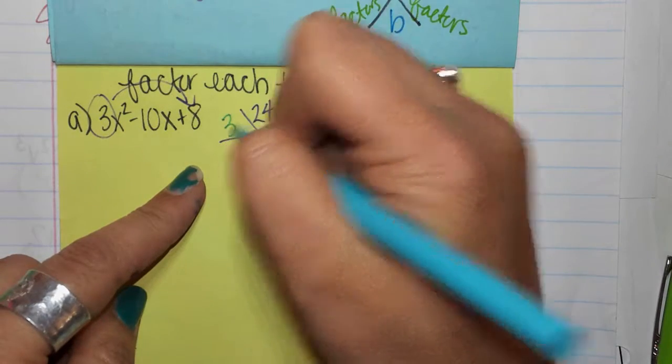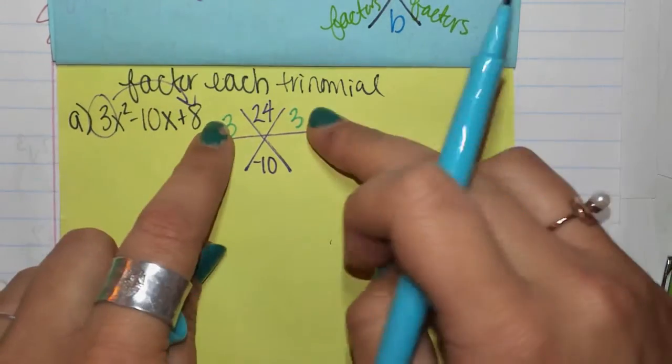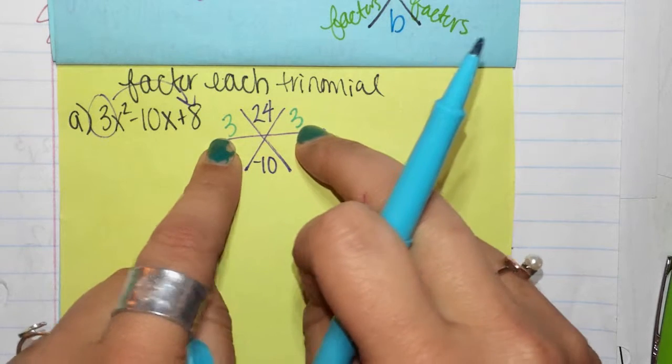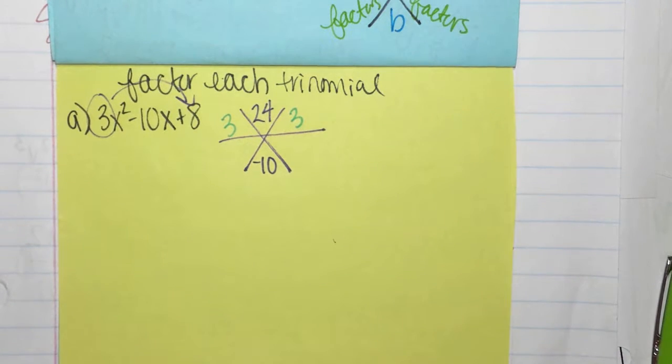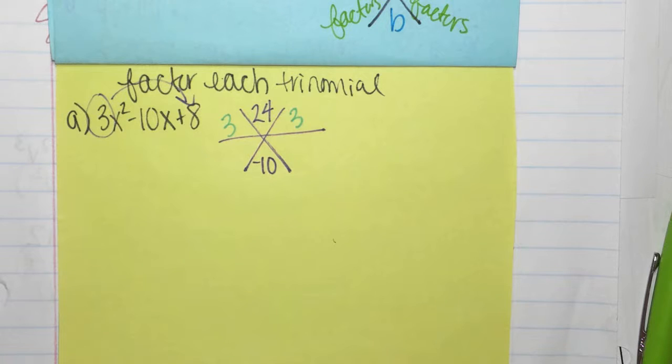3. Now, wait a minute. Yesterday and the day before, we put 1 up here. Why are we putting 3 now? Because before, one was there if there wasn't an LC. But now we have. We have learned something, children. Super proud. Alright, so what two numbers multiply to give us 24 and add to give us negative 10?